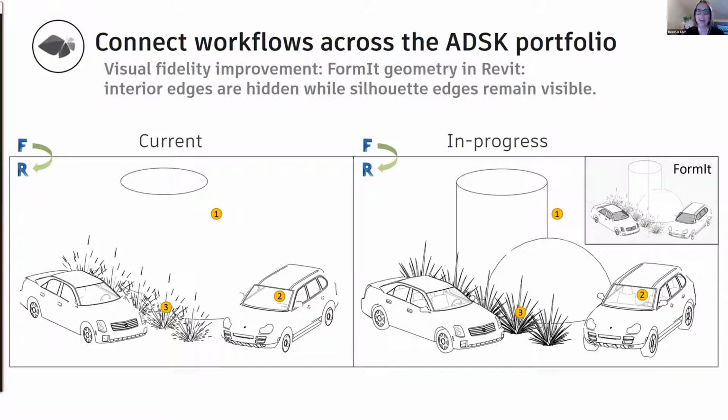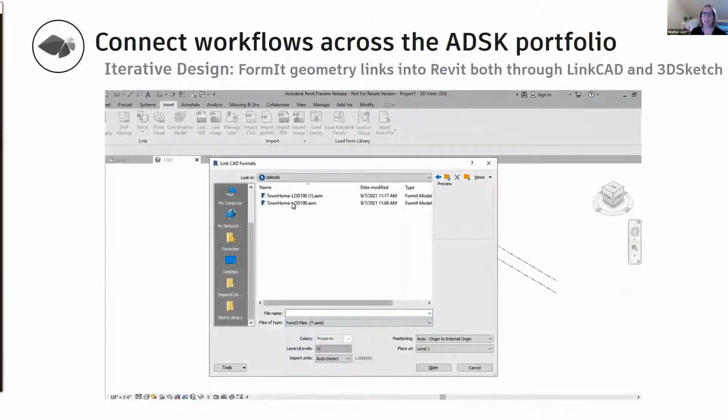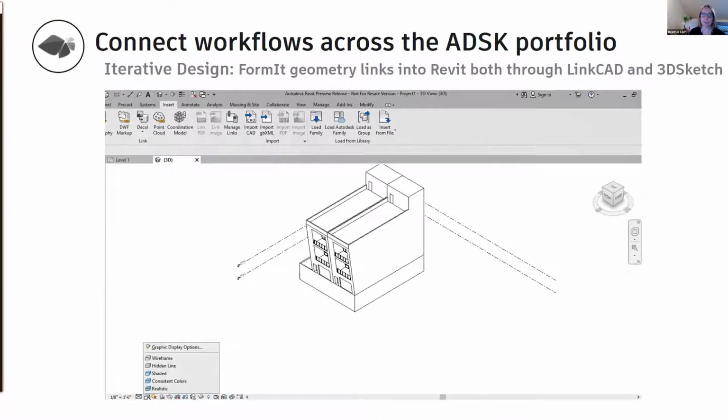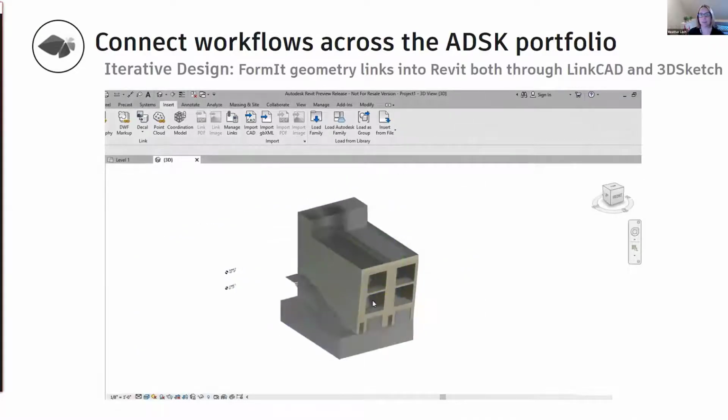So now something we're working on, it's in progress, so not quite available to you yet. We will get those silhouette edges correct, and we will start to be able to show those curved silhouette edges correctly inside of Revit. That's been a big issue around visual fidelity. And then what this is showing is the linking workflow between FormIt and Revit. So you can go to Link CAD now instead of just Import CAD. You can link that FormIt model in.